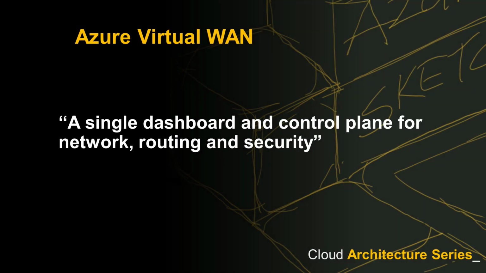So what is Azure Virtual WAN? Azure Virtual WAN is a single dashboard and control plane for network routing and security. Not so much security. When I deploy it, you'll actually see what I mean. It's a single place for you to configure branch connectivity: site-to-site connectivity coming in from sites, and Virtual WAN partner devices like SD-WAN. Then point-to-site connectivity, where if someone's a road warrior and wants to connect into your network, they don't necessarily need to connect back into your on-premises network anymore. They connect into the cloud.